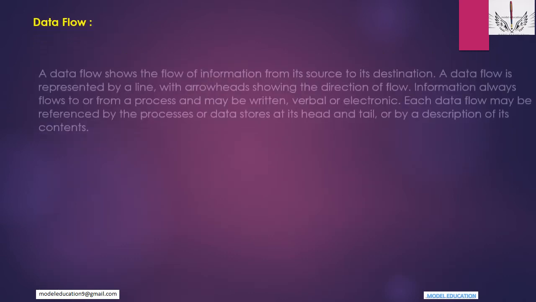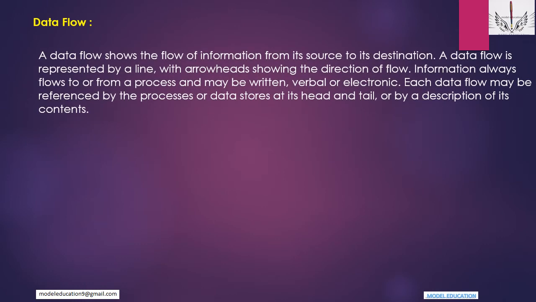Data flow. A data flow shows the flow of information from its source to its destination. A data flow is represented by a line with arrowheads showing the direction of flow. Information always flows to or from a process and may be written, verbal, or electronic. Each data flow may be referenced by the process or data store at its head and tail, or by a description of its content.